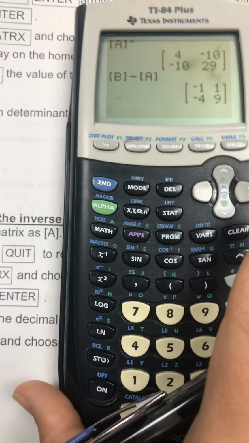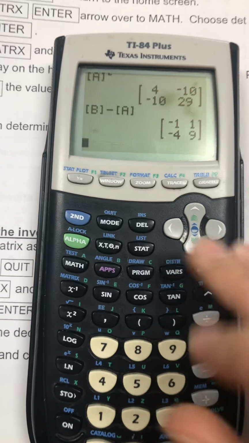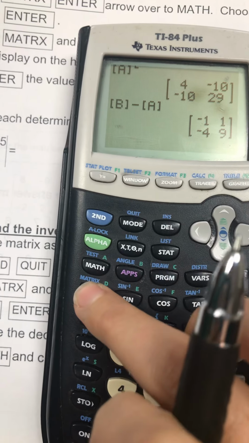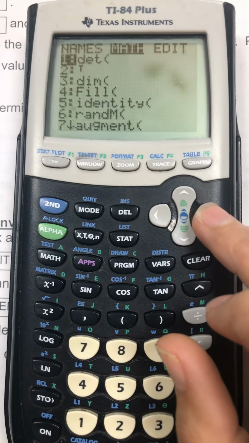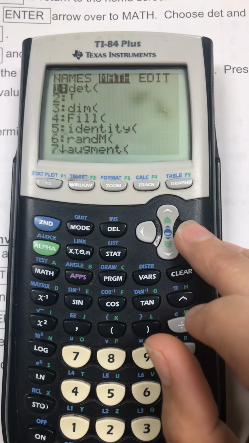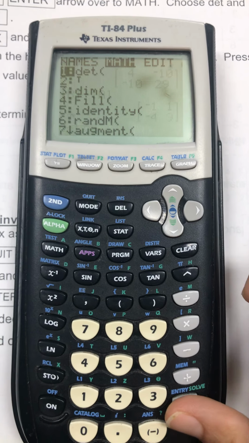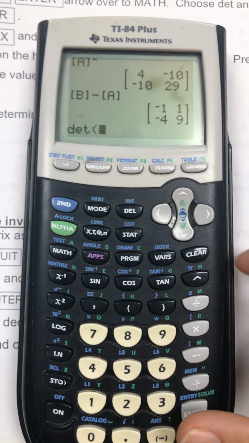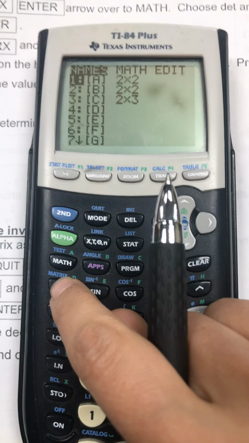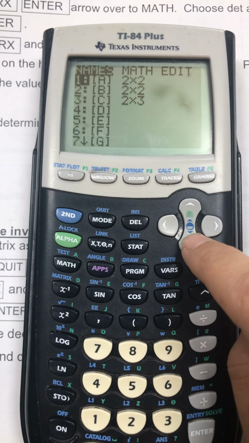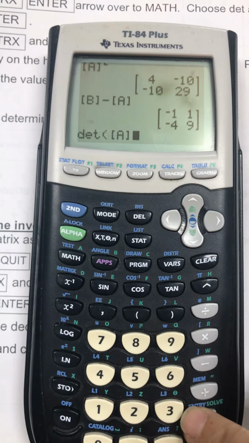Now you're going to press second matrix and arrow over to math. Where it says DET, the first one, 1, is determinant. So hit enter. And now you're going to choose matrix A. So you're going to go back to second matrix and go to 1, enter.